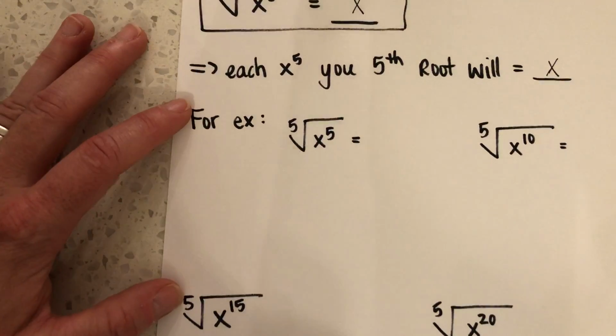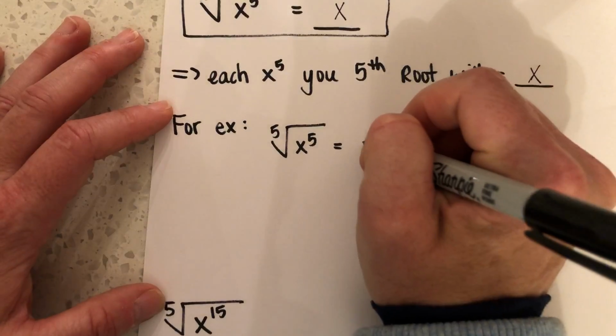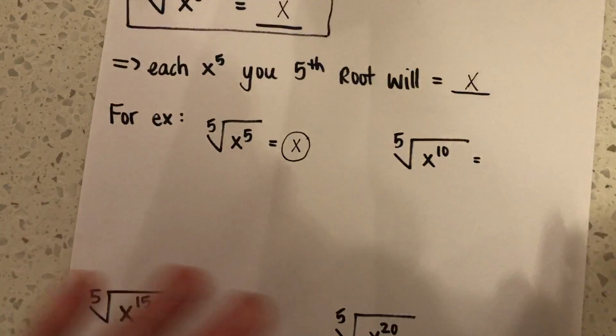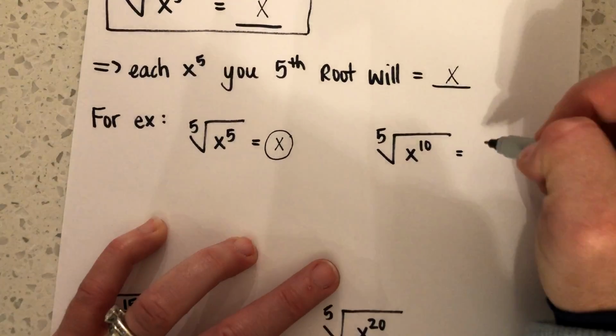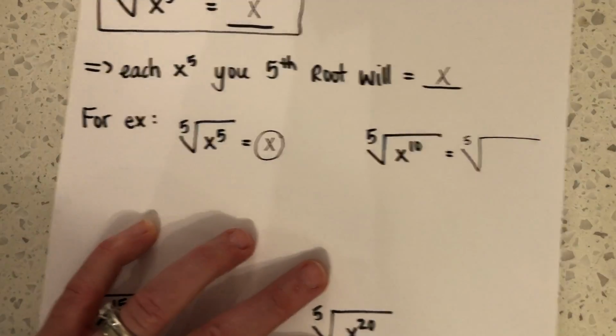All right, so look here. So if I asked you to take the 5th root of x to the 5th, we know the answer to this is x. Okay, so if I asked you to take the 5th root of x to the 10th, the long way would be to rewrite x to the 10th as so many x's to the 5th.